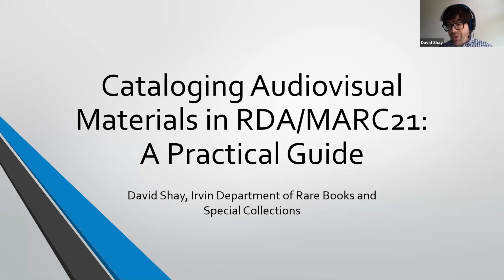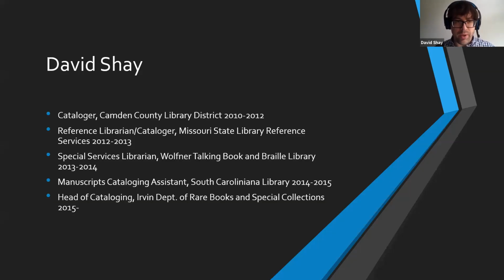So in my role as head of cataloging at the Irvin Department, I have a tendency to catalog just about anything you can imagine, from books to magazines to DVDs, vinyl records, statues, firearms, just about everything under the sun. So I have to be able to do a little bit of everything. So we'll take you through some AV cataloging. This is just a little bit of my background here, but I've been in just about every kind of library you can imagine over the last 10 years.